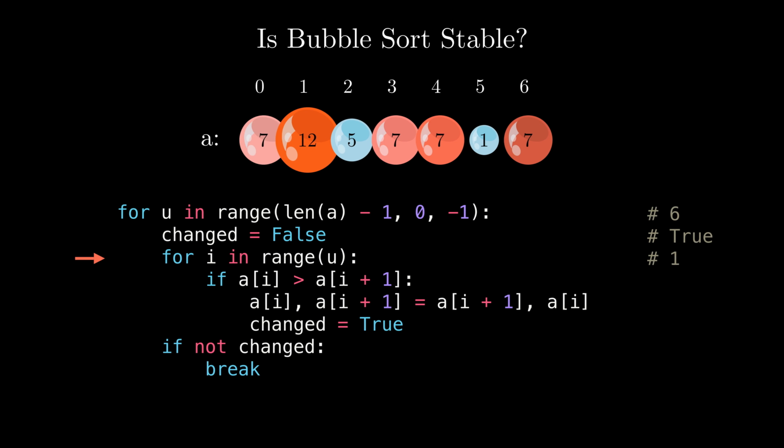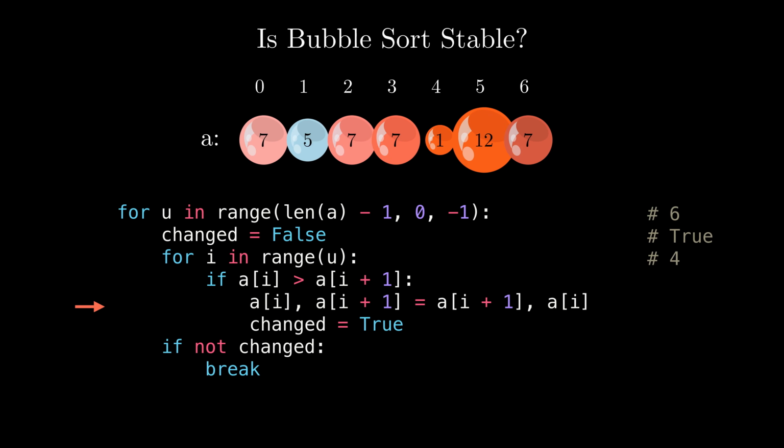On the next iteration, we will swap 12 and 5, then 12 and 7, after which we will swap 12 and the next 7, then 12 and 1, and finally, we will swap 12 with the last 7, placing 12 at the very end of the array.